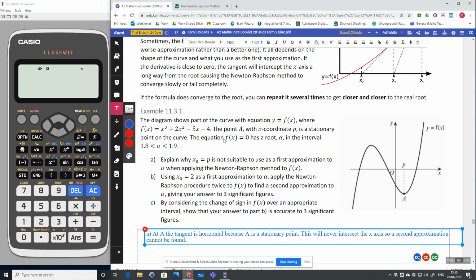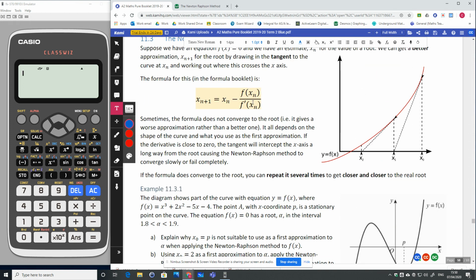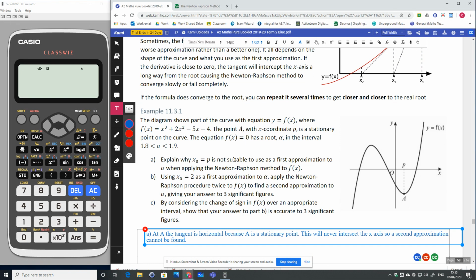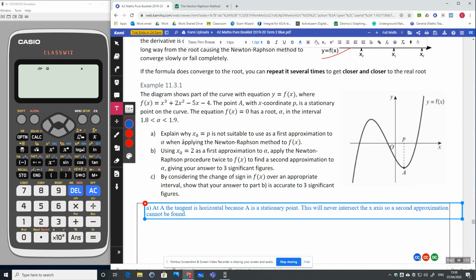Now, in terms of answering that question, that is not a valid answer to the question on why it's not a suitable approximation. You have to comment on the Newton-Raphson process. You can't comment on the formula. So although it is true to say that f dashed of p is equal to 0 and you can't divide by 0, it wouldn't get you any marks. They want you to recognise that it's not going to intersect the x-axis.